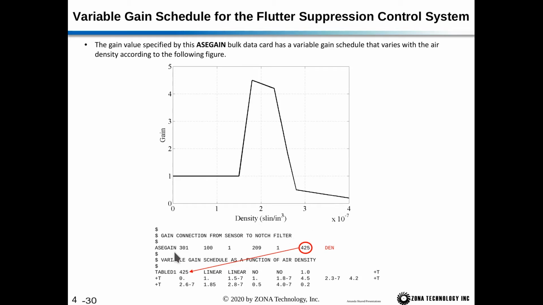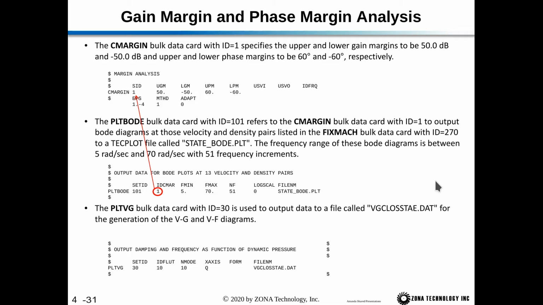So here's the ASEGAIN card. We have a TABLED1 card to define this plot here, and then it's scheduled on density, as shown here. Next, we'll look at the CMARGIN and PLTBODE cards.